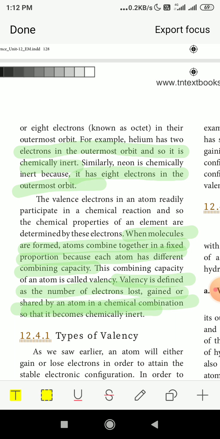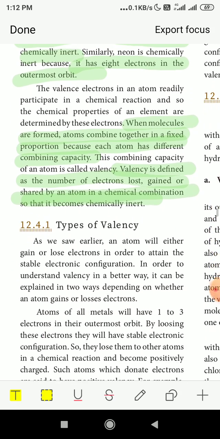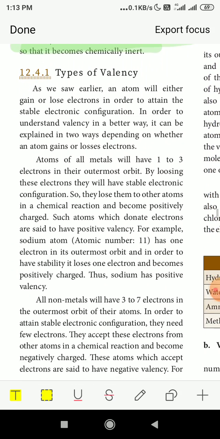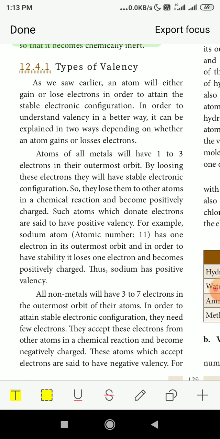Then, types of valency. There are different types of valencies. In order to understand valency in a better way, it can be explained in 2 ways depending on whether an atom gains or loses electrons. We said valency means gaining or losing of electrons.